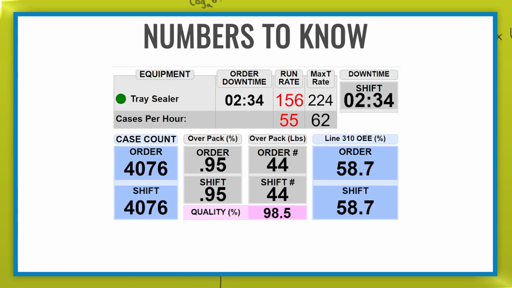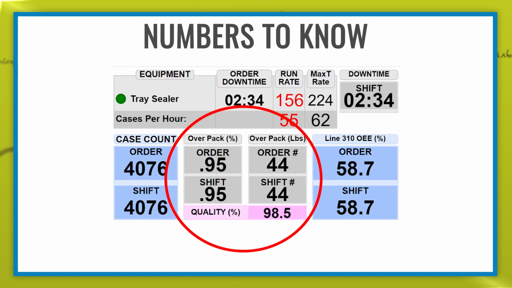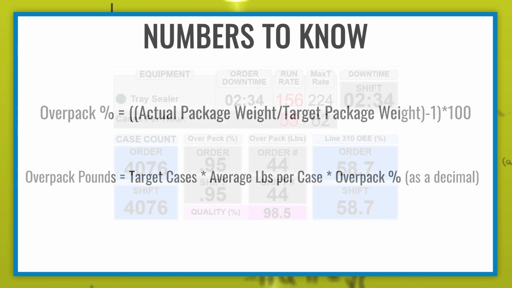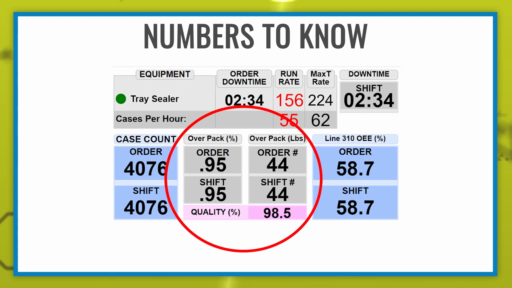Another piece of data we watch closely is what we call overpack. Said another way, that is the amount of cheese we put into the package that is above the weight that is displayed on the package. To calculate overpack, the formula looks like this. From the digital display, we see that the line was averaging 0.95% overpack for the current production order.